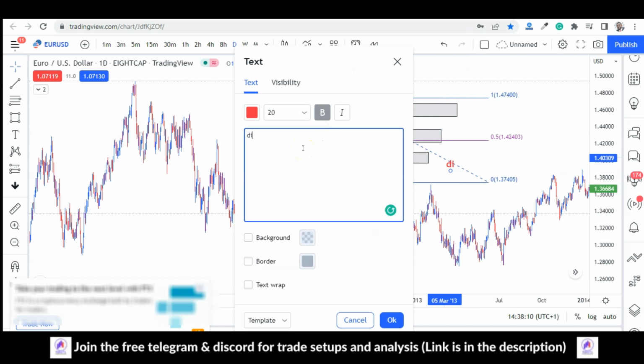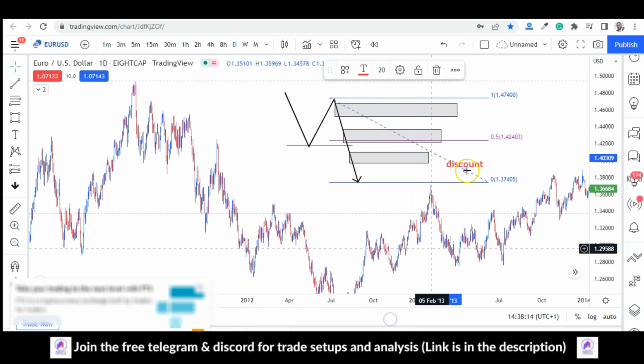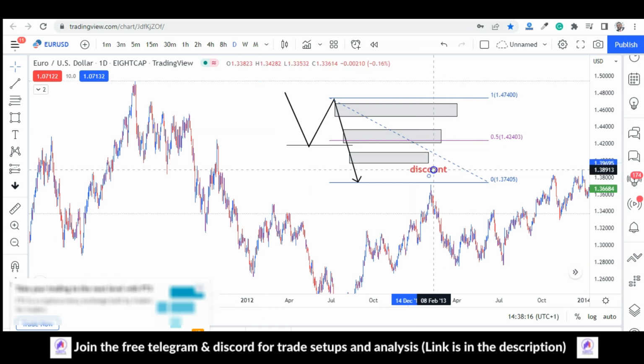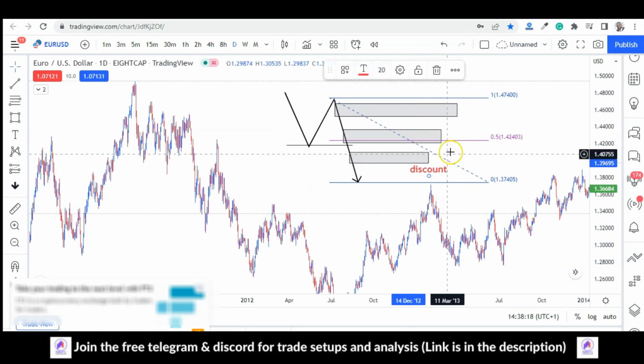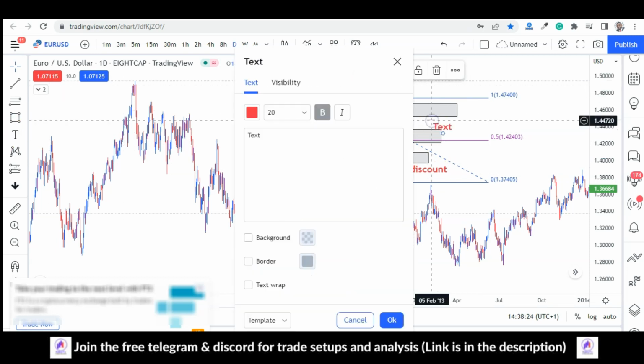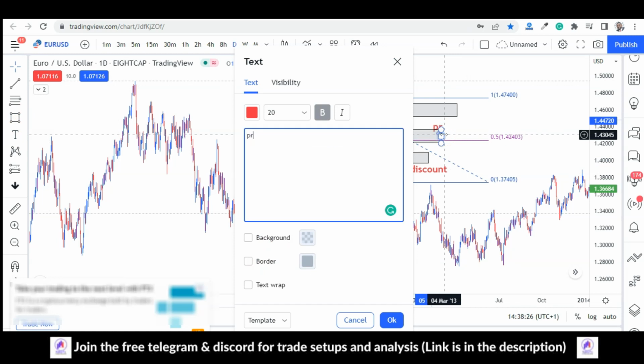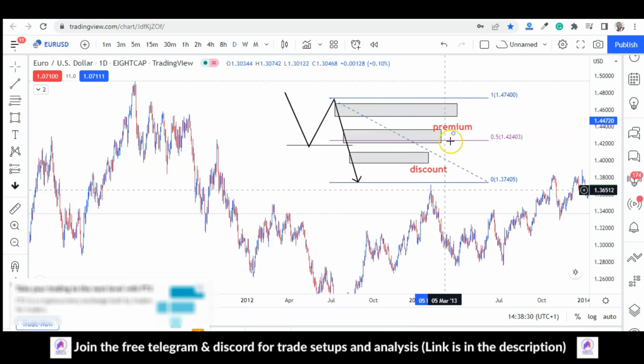Anytime price is below, so whenever price is below the 50% level, that is the discount zone, and whenever price is above the 50%, okay, that is, I consider what?